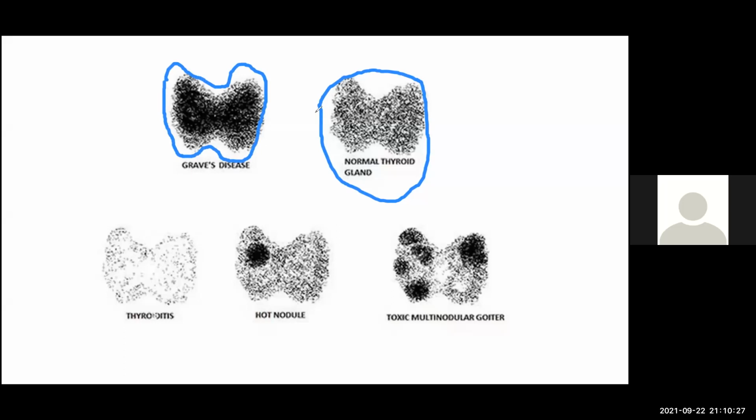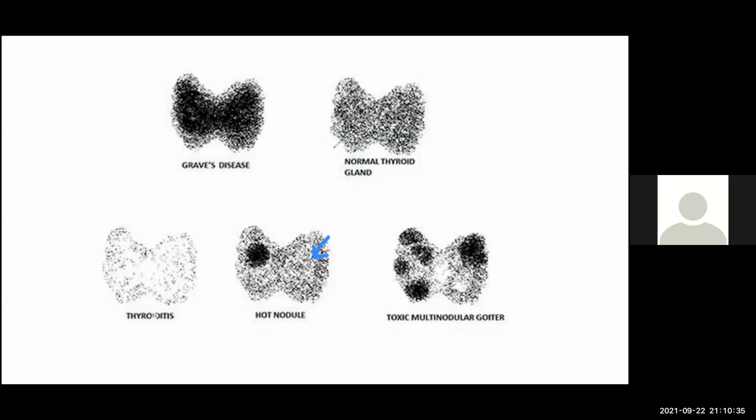Then next, we have the hot nodule. As you can see, the rest of the gland is actually suppressed when you compare it with the normal gland. That's because it's listening to the TSH, and in any of these causes, the TSH level is very low. TSH is telling the gland not to make any more thyroxine, but just one area isn't listening at all and is hot. And the rest of the gland has even less uptake than the normal gland.